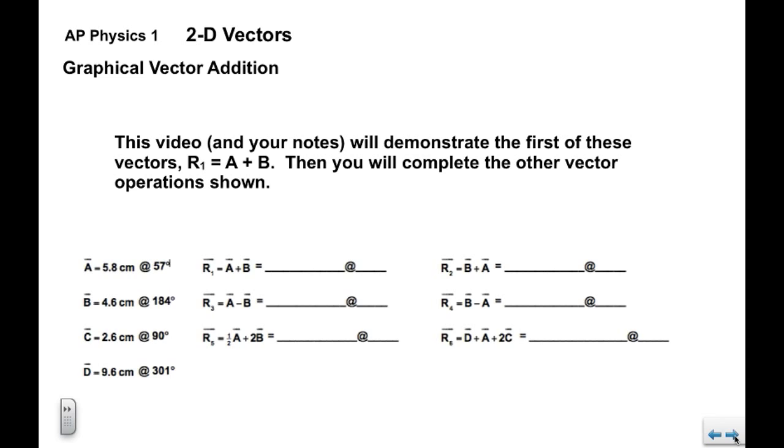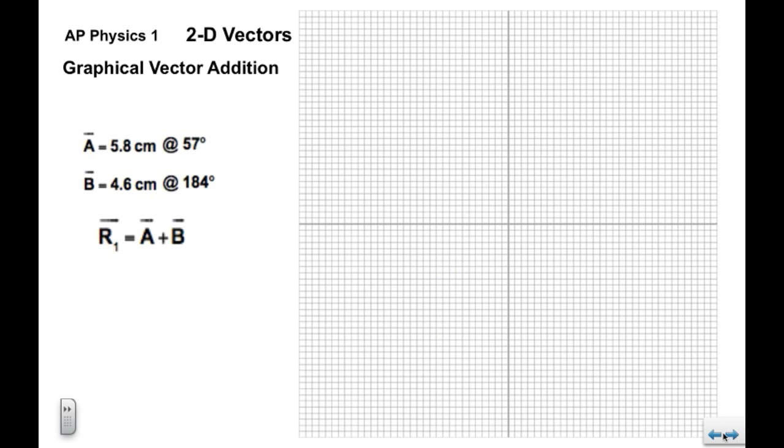All right, we're going to do R1 here. We're going to do A plus B step by step, and we'll come up with an answer, and then you're going to do the other 5 before this assignment is due. So here is an XY plane that you're going to use to show your graphical vector addition. We have vectors A and B here. Again, we're told that R1 equals vector A plus vector B.